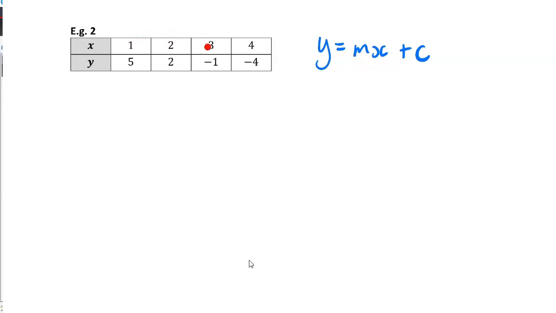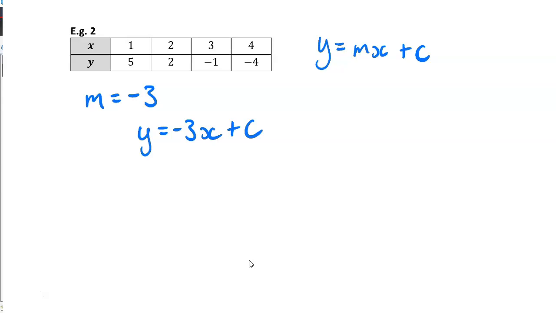Now, x is going up by 1 each step. So how much is y going up or down by in each step? We can see as x goes up by 1, y goes down by 3. So that means our gradient must be equal to -3. So far we've got y equals -3x plus c. So now I've got to figure out the c, the y-intercept.